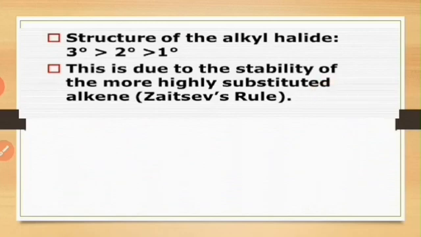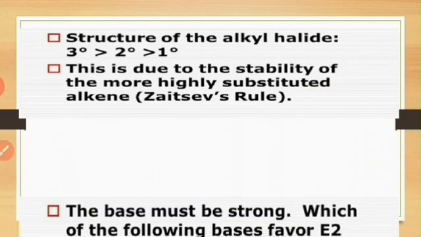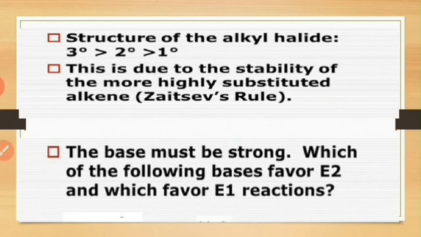Next, strength of the base. The base must be strong. Which of the following bases favor the E2 reaction or which favor the E1 reaction? That will decide the base. If the base is strong, then which reaction is favored? E2 reaction will be favored, but not the E1 reaction.